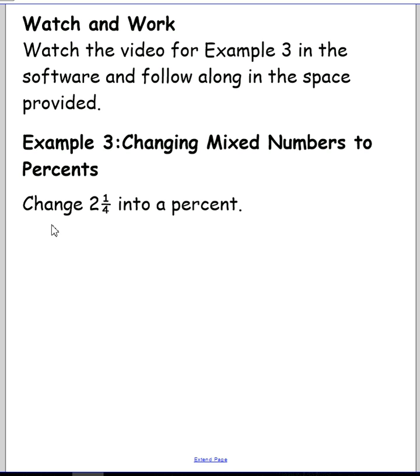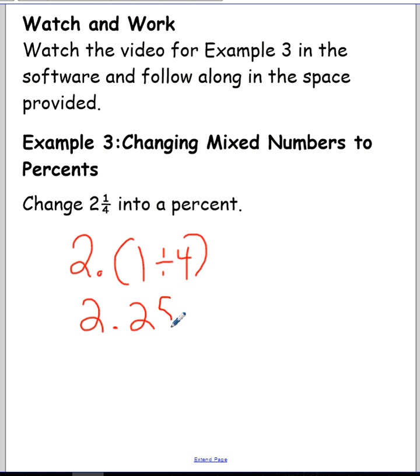So for example, let's change 2 1/4 into a percent. So we have 2 whole and 1/4 more. So our whole goes in front of our decimal. And then behind the decimal, remember it's supposed to take the top and divide it by the bottom. So if we do 1 divided by 4, we're going to get 2.25. And you might remember that from 4 quarters and $1 is 25 cents for 1/4.